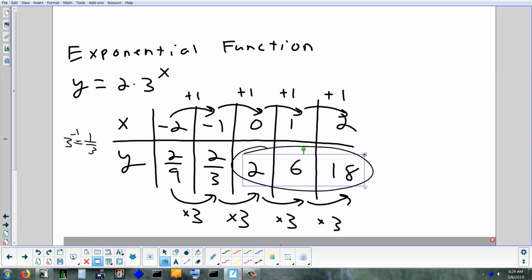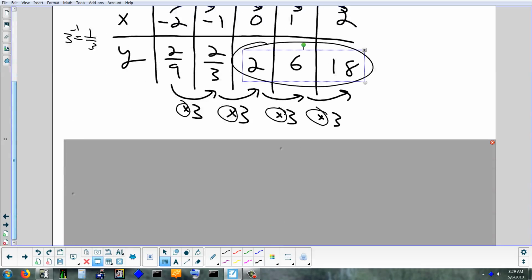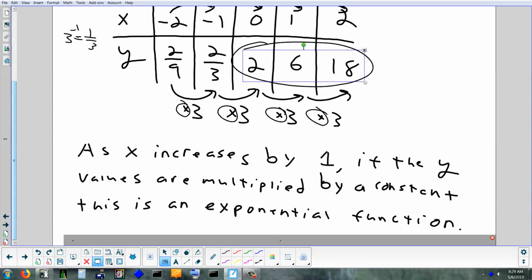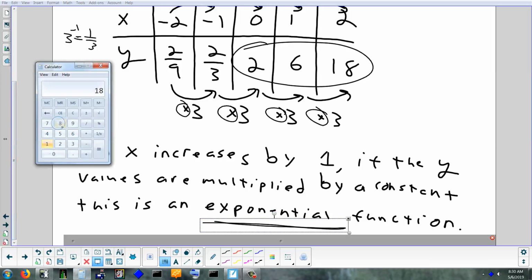So big difference. Times, times, times, times. If you multiply by the same number over and over, and you look at your table, that tells you that it's one of these curved functions. Okay? If you add the same number over and over, it tells you it's a straight line. But if you multiply over and over, it's a curved one. It's exponential.